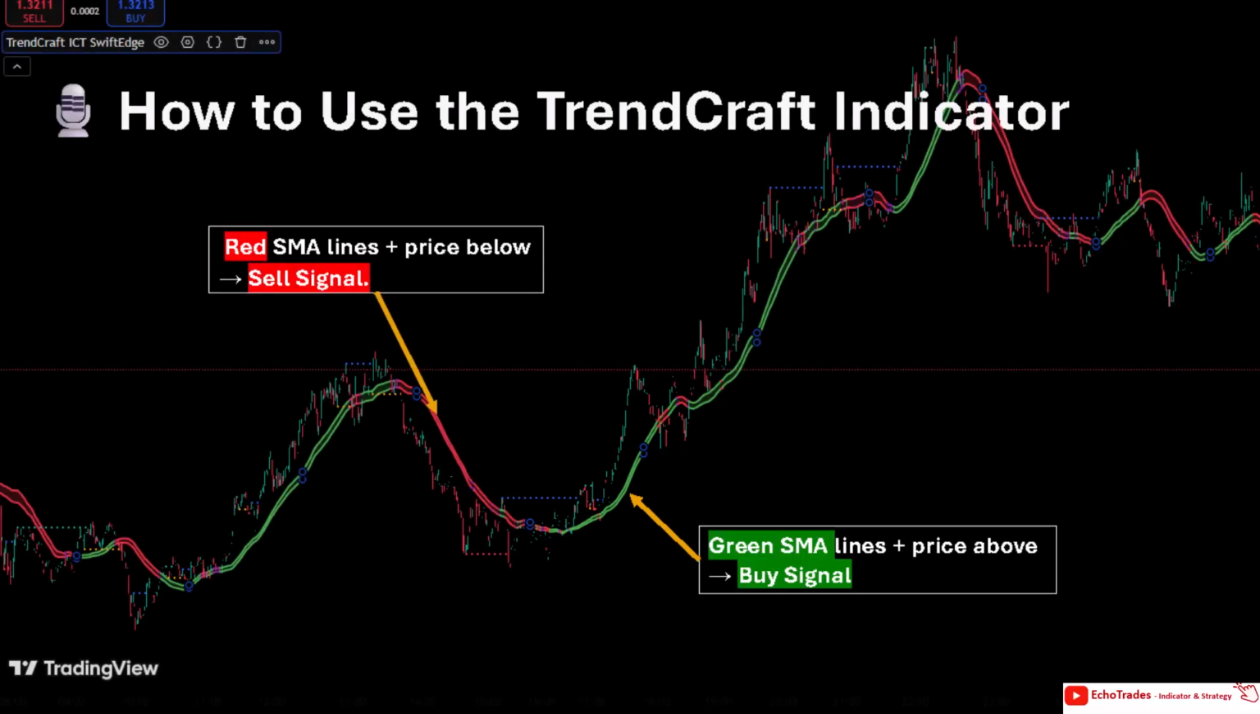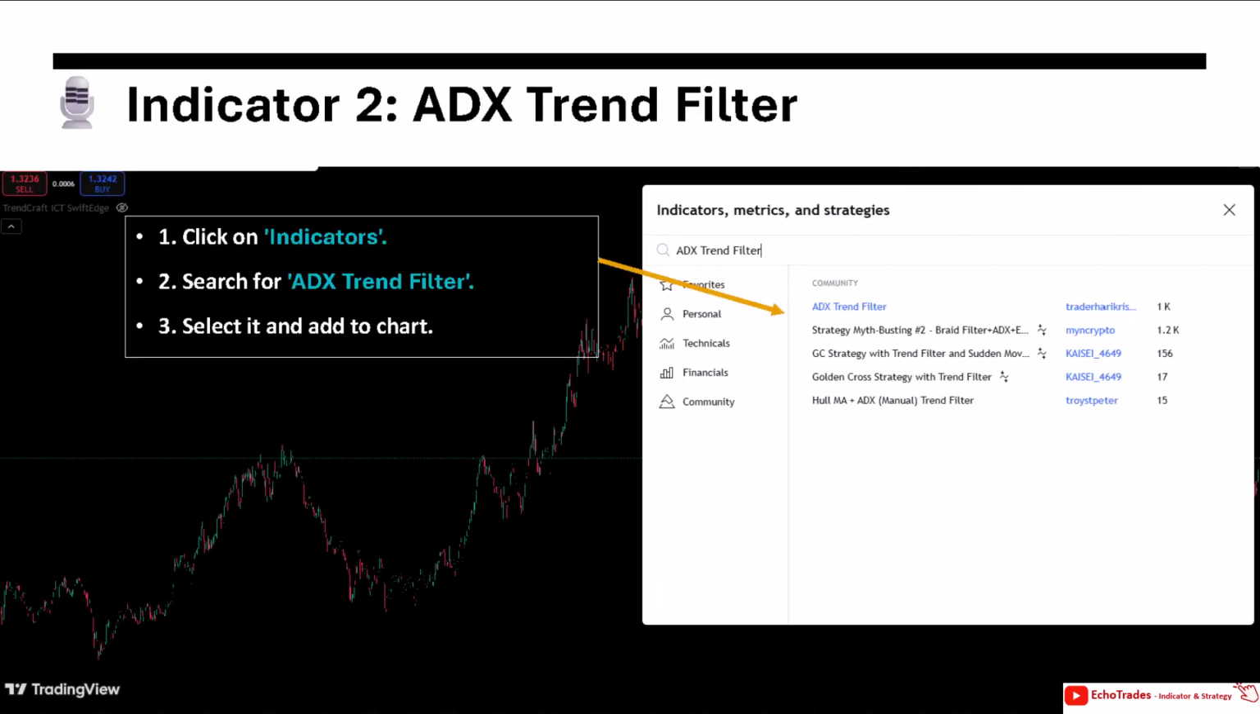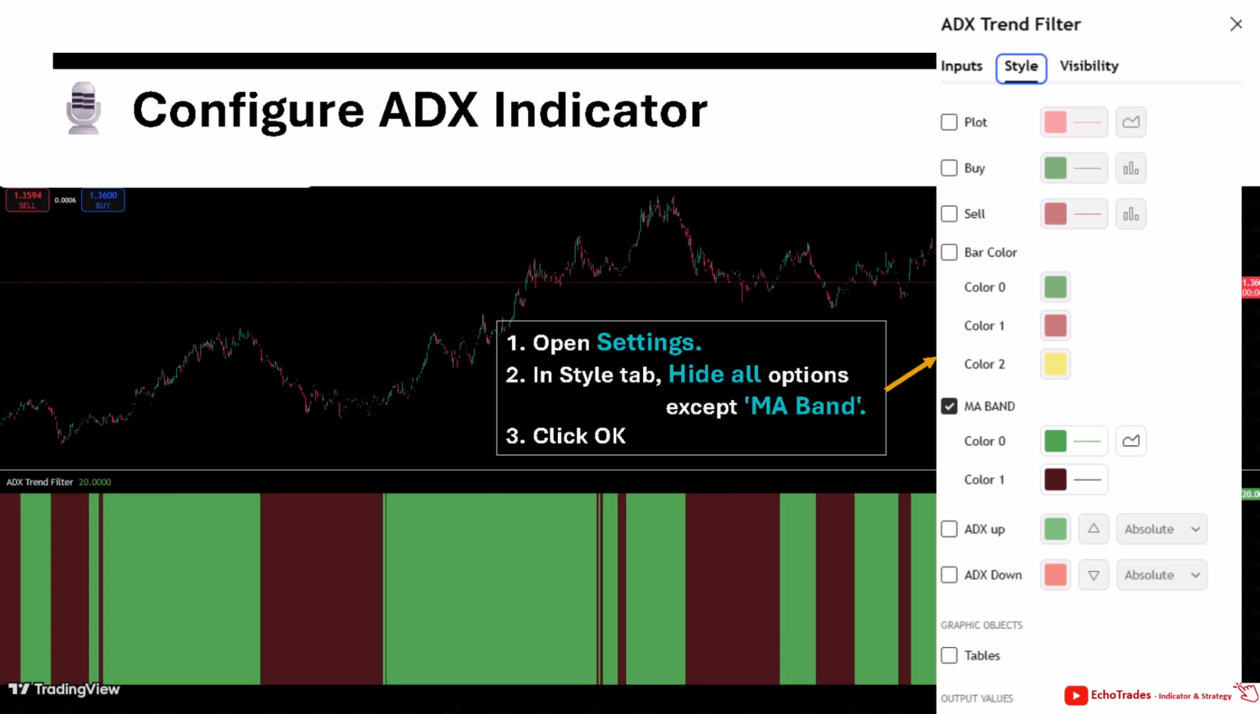A hint isn't always enough. We need more certainty, don't we? How do we avoid getting faked out by just a quick flicker, and avoid those frustrating false starts? Exactly right. You need confirmation. To really strengthen this and make sure we're trading with the market's real push, we bring in a second tool, the ADX Trend Filter Indicator. Its main job is simple: clarify the underlying trend, make sure we're swimming with the current, not fighting it.